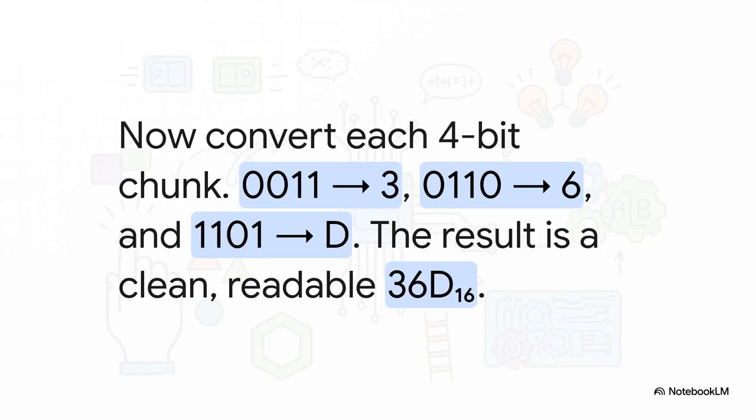And from here, we just translate each little chunk individually. 0011 is the number 3. 0110 is 6, and 1101 is 13, which in hex is the letter D. You slam them together, and that monstrous binary string becomes the clean, simple, easy-to-read hex value 36D. It's the exact same number, but wow, so much easier to work with.